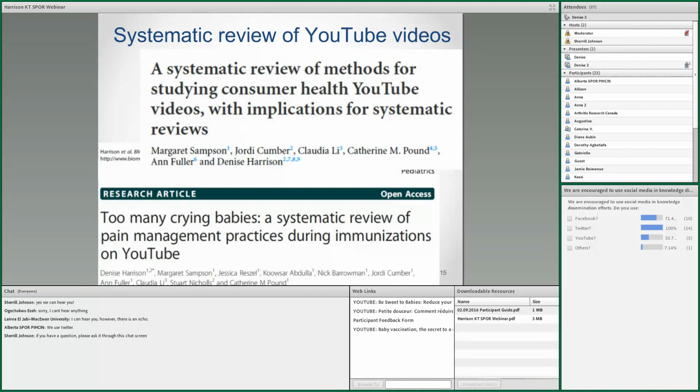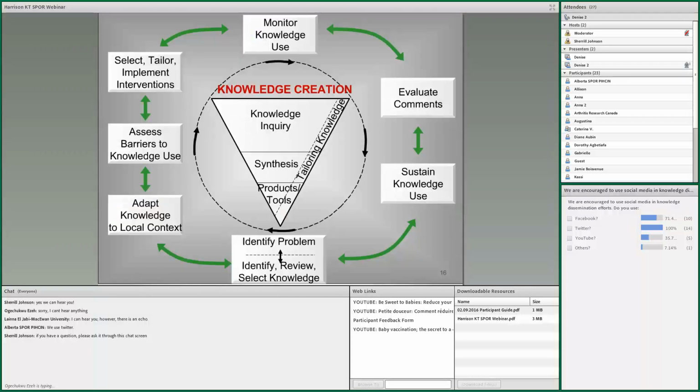And so what we did was, with help of our librarian at CHIO, Margaret Sampson, we developed a method for studying consumer health YouTube videos. We did a systematic review of methods, and then we developed our own methods and our own protocol. And then we actually did a systematic review of pain management practices during immunisations. Basically what this showed was that there are a lot of videos out there, as I suspected, but very little, or none, in fact, were using recommended pain management strategies.